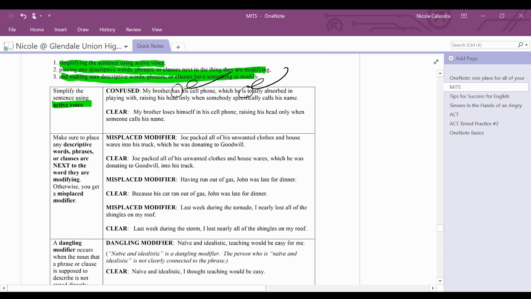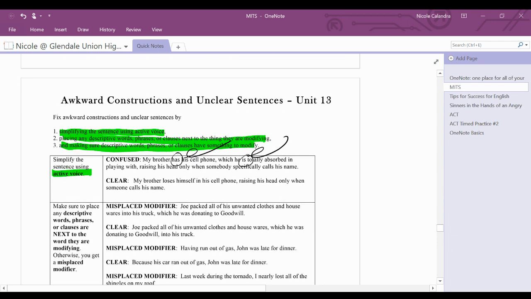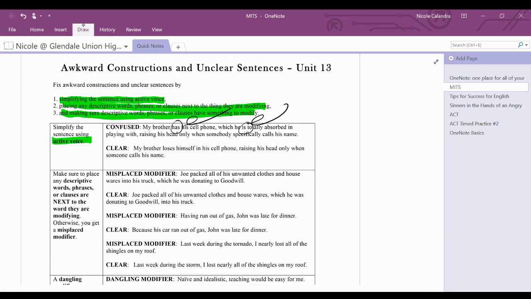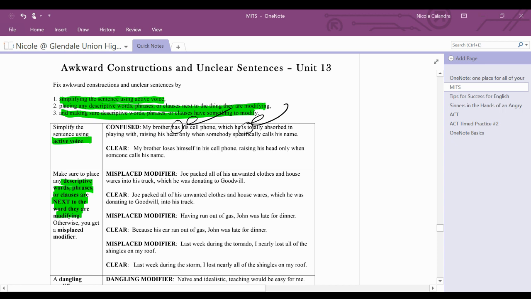Next way to clear up awkward and confusing sentences is to make sure that you put your descriptive words, phrases, and clauses next to what they're modifying. Otherwise, you get what's called a misplaced modifier. Okay, so you want your words next to whatever they're modifying. So let's take a look at one that's misplaced.